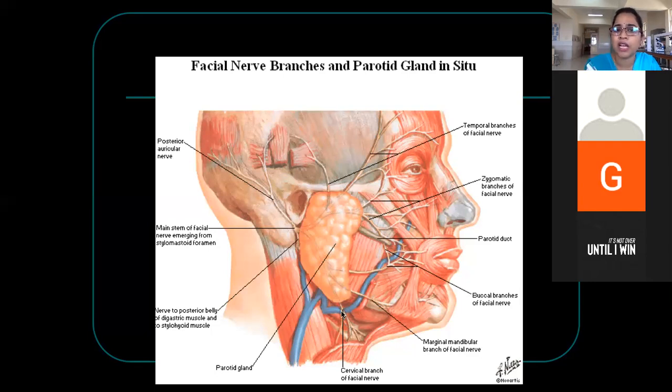Five terminal, when I'm stressing on the word terminal, that means there are other branches also for the facial nerve. These are the last branches of the facial nerve. What are the five terminal branches? Temporal, zygomatic, buccal. Buccal has upper buccal, lower buccal, marginal mandibular and cervical. Okay, they innervate the muscles of facial expression. Everyone clear till here? Yes, ma'am.